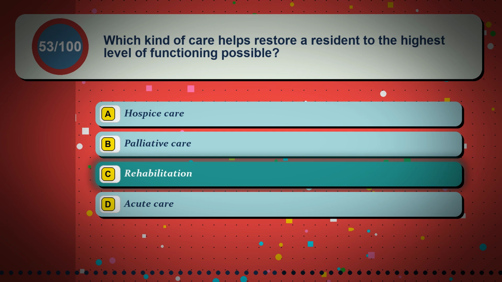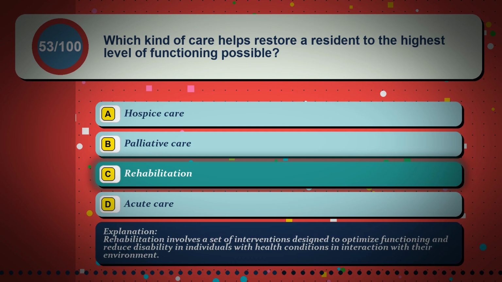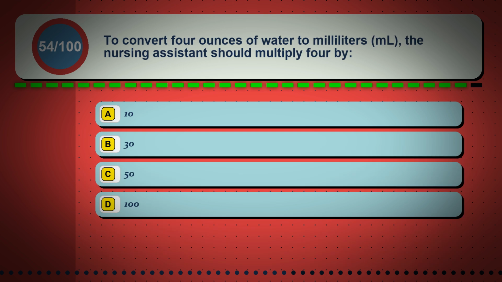The correct answer is option C, rehabilitation. Rehabilitation involves a set of interventions designed to optimize functioning and reduce disability in individuals with health conditions and interaction with their environment.